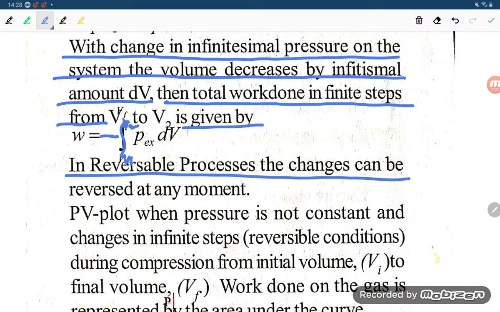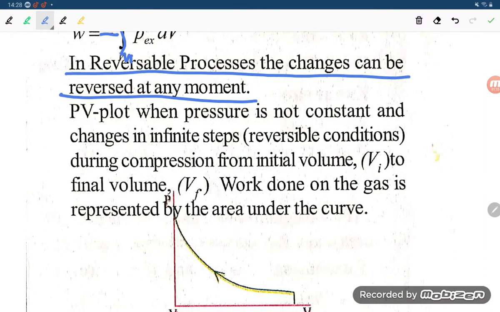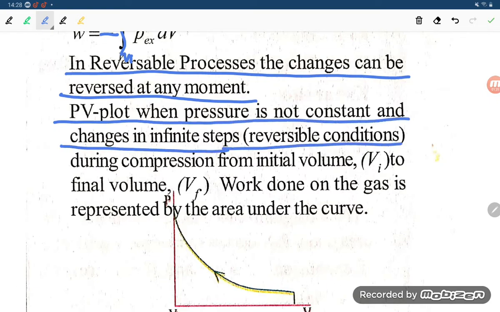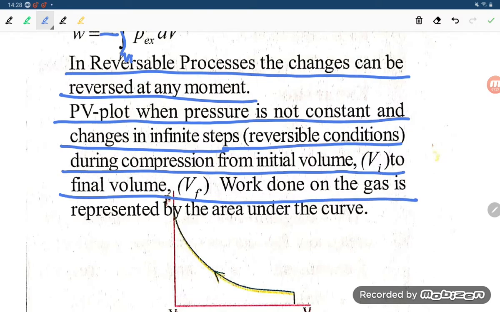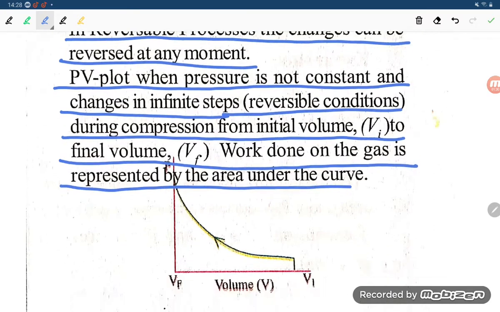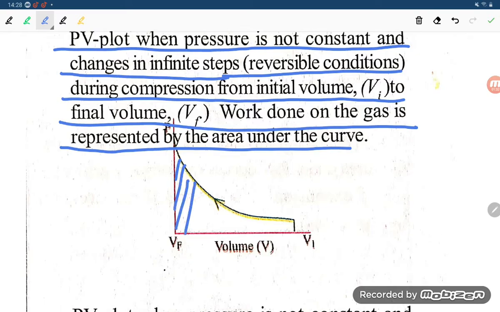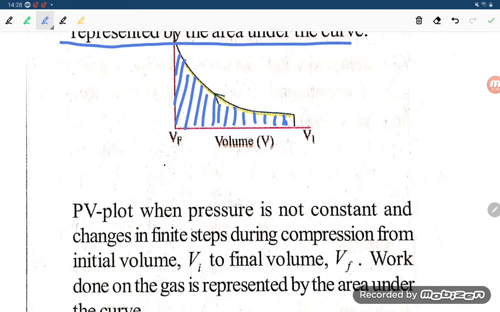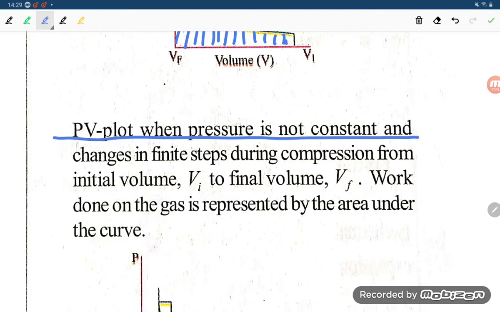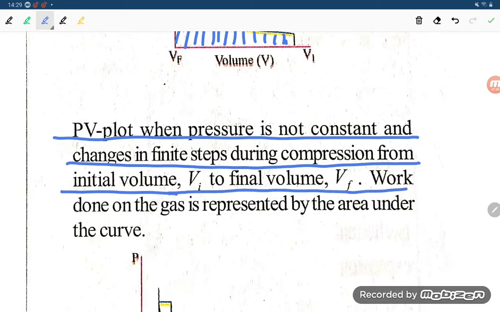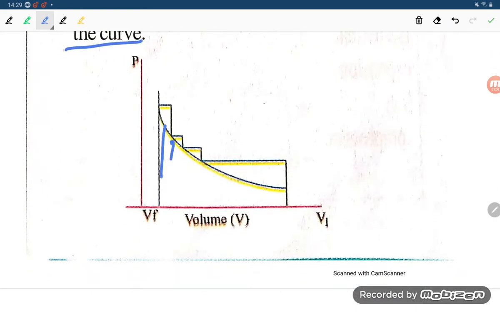In a reversible process the change can be reversed at any moment. In the PV plot, when pressure is not constant, and the change is in infinite steps under reversible conditions, during the compression from the initial volume Vi to the final volume Vf, the work done on the gas is represented by the area under the curve. So whatever area is there, this is the work done, the area under the curve. The same holds for a finite step change.